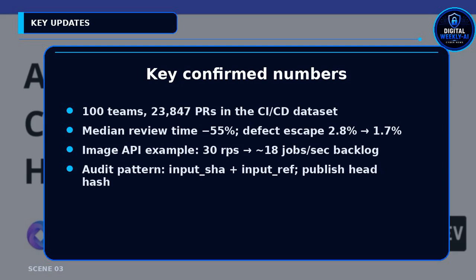Audit trail, publish the head hash outside your writable store and schedule verification. Store input_SHA plus input_REF rather than raw text.